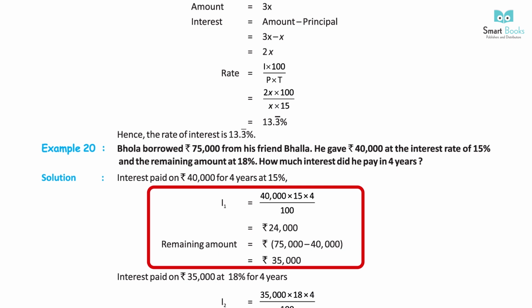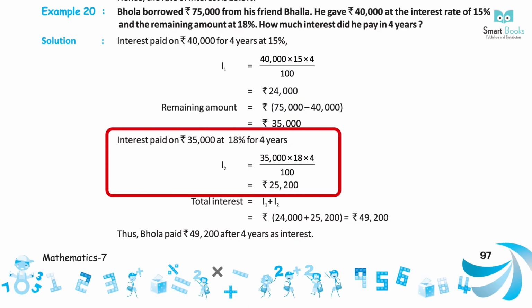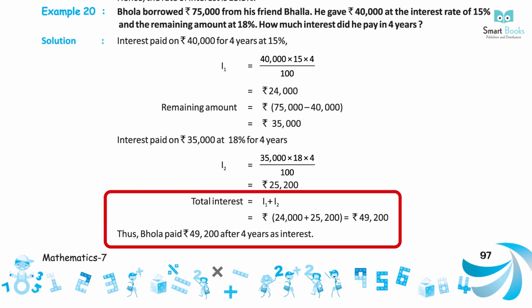Remaining amount is equal to rupees 75,000 minus 40,000, which is rupees 35,000. Interest paid on rupees 35,000 at 8% for 4 years is equal to 35,000 into 8 into 4 upon 100, which is rupees 25,200. Total interest is equal to interest 1 plus interest 2, which is rupees 24,000 plus 25,200, equal to rupees 49,200. So Bhola paid rupees 49,200 after 4 years as interest.